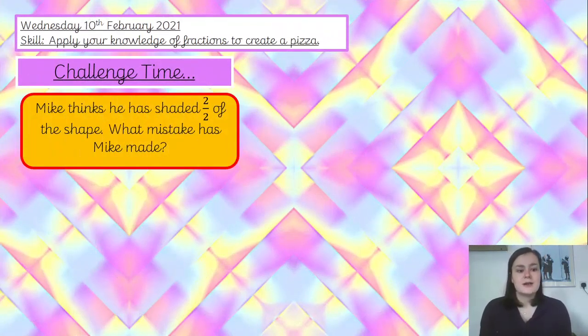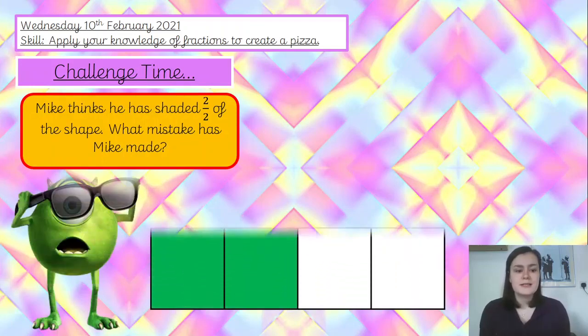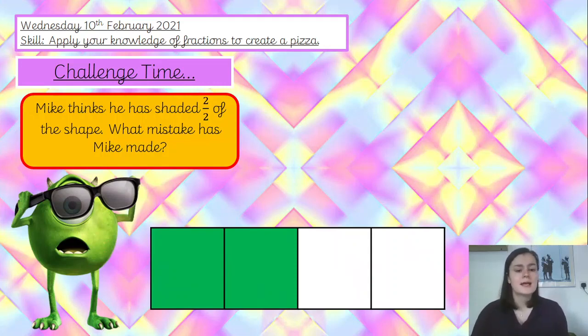Right, challenge time then. So Mike thinks that he has shaded 2 halves of his shape. What mistake has Mike made? So pause the video and see if you can spot his mistake, please.